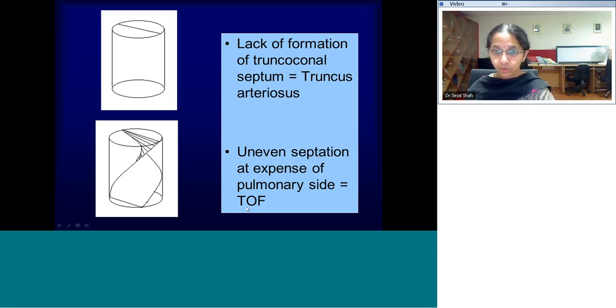Tetralogy of Fallot also is partly a conotruncal defect, where it happens due to uneven septation of the conotruncus, and it compromises the pulmonary side and causes anterior cephalad shifting of the conotruncus.